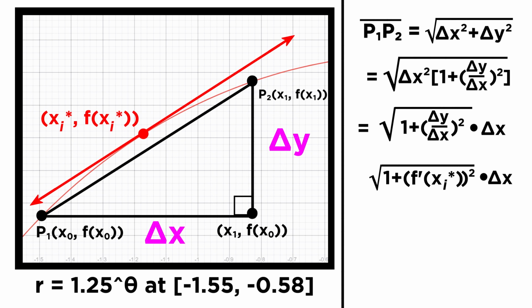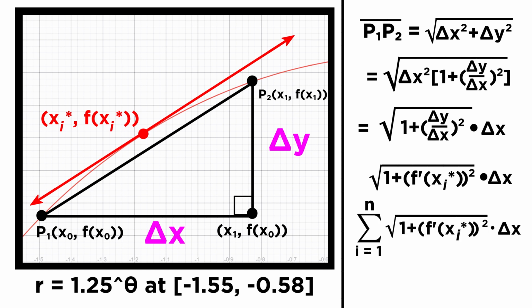times delta x. Knowing that this distance could be any point on our closed interval, we will sum this equation as i goes from 1 to n, where n is the amount of subintervals. Finally, taking the limit as n approaches infinity will give us the exact arc length.